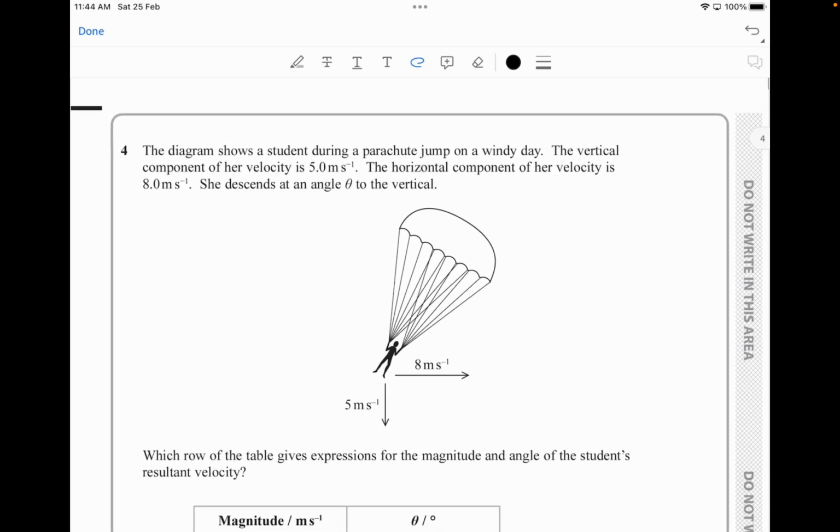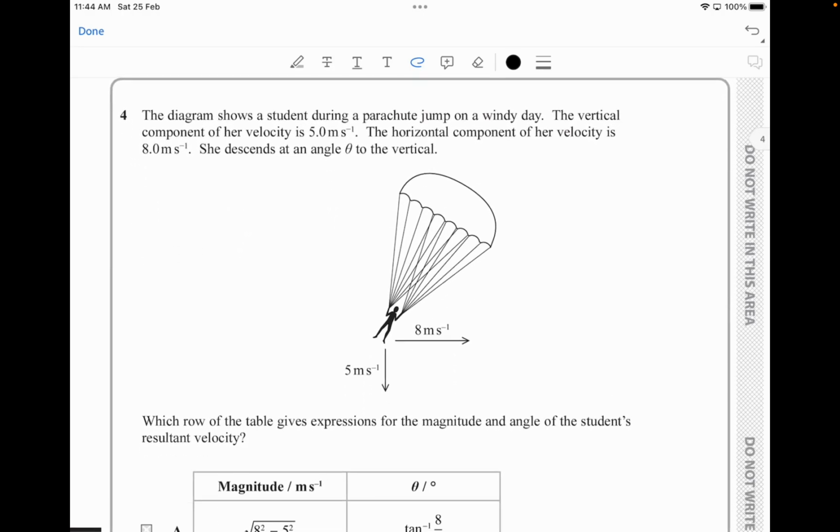Now, question 4: the diagram shows a student during a parachute jump on a windy day. The vertical component of her velocity is about 5.0 meters per second. The horizontal component of her velocity is 8 meters per second.